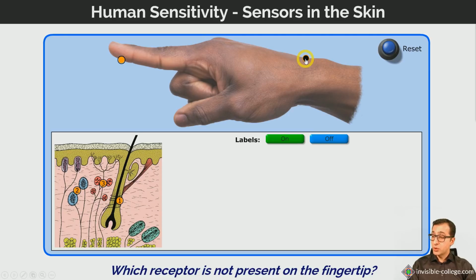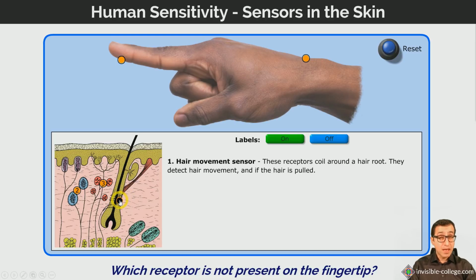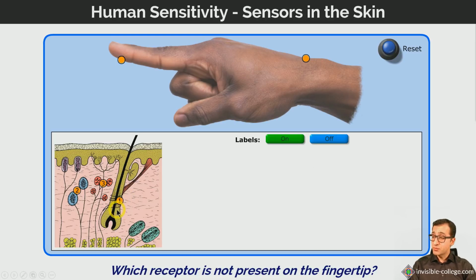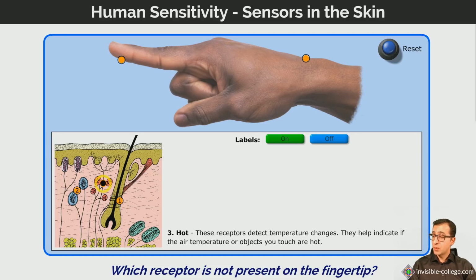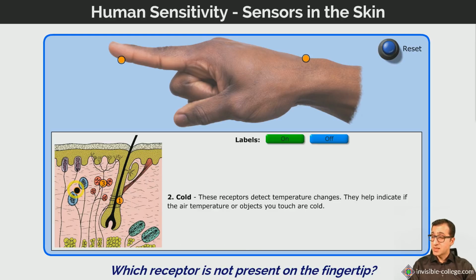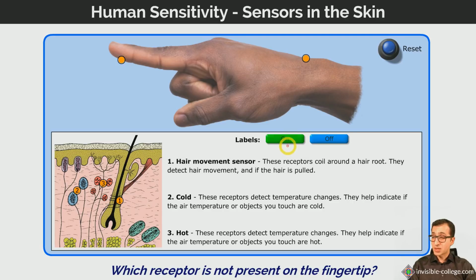Now, we also have in other parts of the skin other types of specialized receptors. Around the hair follicles, we have hair movement sensors, and these receptors, these specialized nerve cells, their endings will coil around the roots of hairs, and they detect hair movement and also detect if the hair is being pulled. Here we can see temperature receptors which detect heat, and here we can see temperature receptors which detect cold. Again, all of these are specialized neurons or nerve cells.